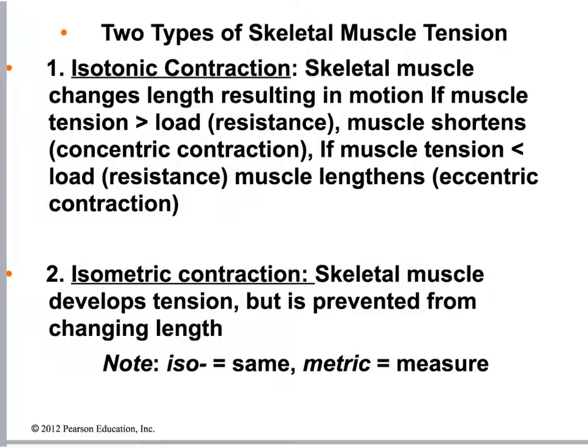If the muscle tension decreases load or resistance, the muscle lengthens, and that's called an eccentric contraction. So there's concentric, moving it in a positive direction, and eccentric, moving it in a negative direction. The key to isotonic contraction is that it involves movement. Secondly is isometric contraction. This is where skeletal muscle develops tension but is prevented from changing length. So there's no movement. So iso means same, metric means measure.